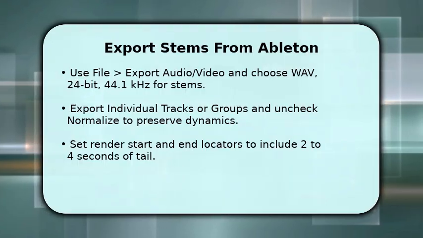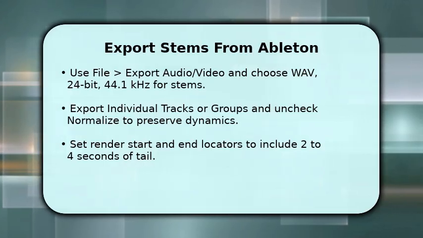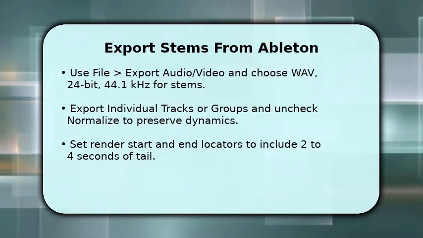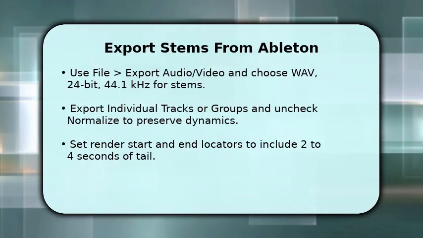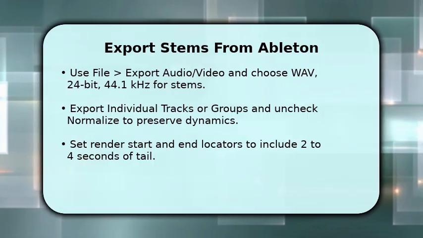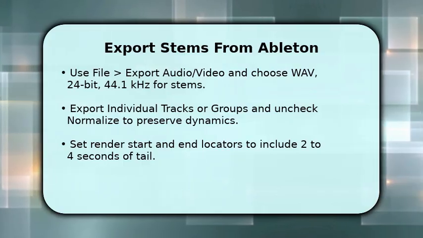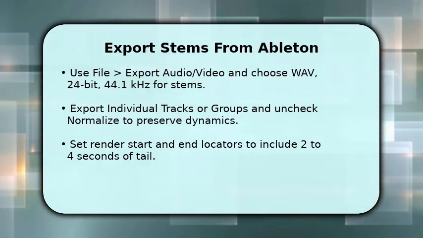In the dialog, choose WAV format, 24-bit, and 44.1 kHz sample rate for wide compatibility. Set rendered track to individual tracks or selected tracks or groups depending on your routing. Uncheck Normalize and disable Master if you want dry stems, or enable Master for a printed master stem.